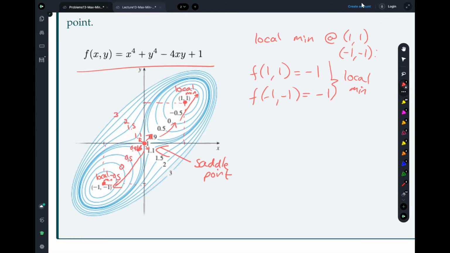So although it's not written on here, these are local minima: f of 1, 1 is equal to minus 1. And similarly down here, local minimum, f of minus 1, minus 1 is equal to minus 1. It's a lot of minus 1s. Okay, and then our saddle point.